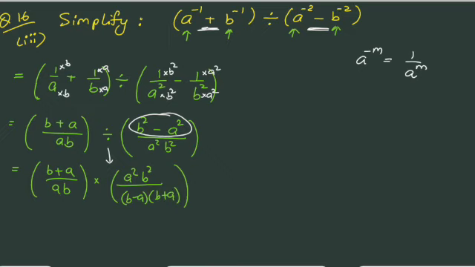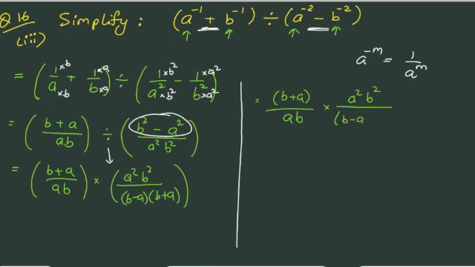So now what is left is, I am just rewriting this step, b plus a in the numerator and ab in the denominator of the first fraction multiplied by a square b square in the numerator, b minus a, b plus a in the denominator of the second fraction. Everything is in multiplication.